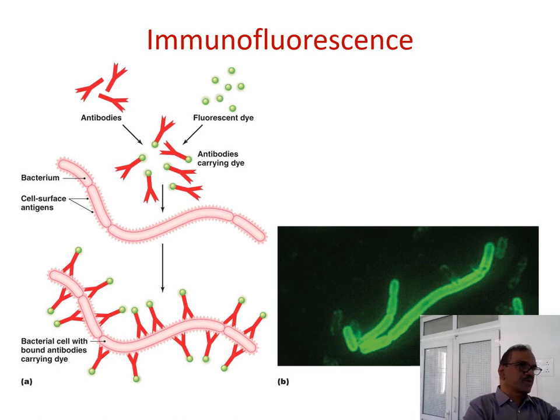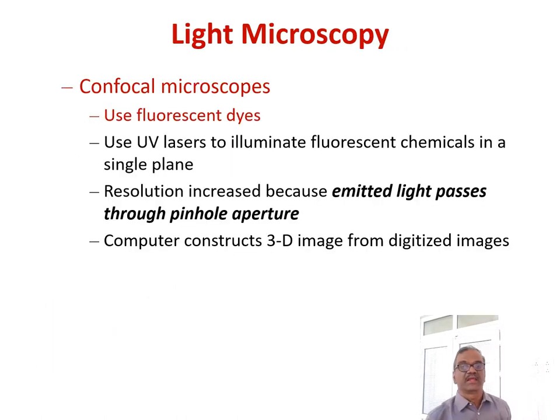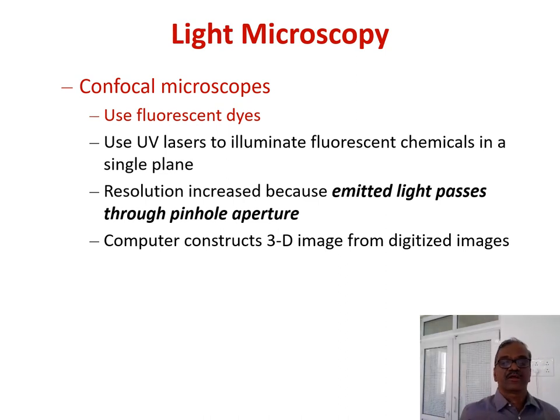Is it clear? Just observe the red color and green color. Green color are the fluorescent bodies. The red color is antibodies. So they carry the fluorescent dye, and when the cell is present, wherever that particular antigen is present, this antibody goes and binds, and you can easily observe under the microscope. Okay, so this is immunofluorescence.